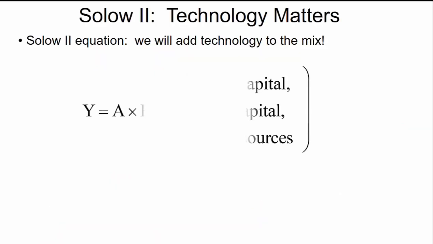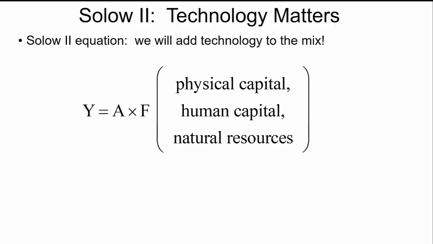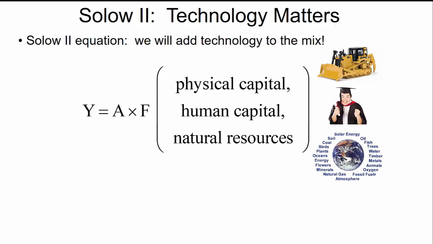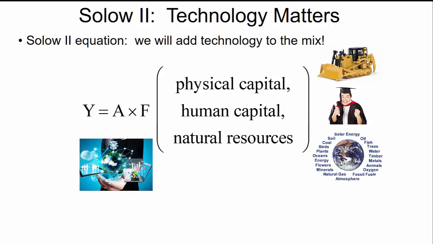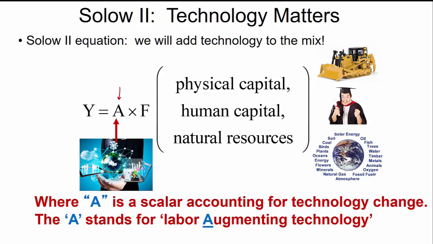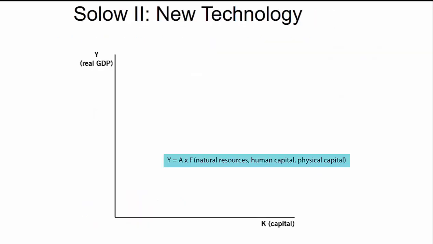Okay? So the second Solow model included the original things, capital, human capital, natural resources, but we're adding technology. That's this little, whoops, not the F, it's the little A here. Okay, it stands for labor augmenting technology, which basically is a factor that will multiply the effectiveness of the rest of the mix that causes growth. Okay, so technology is what we're adding to our mix.